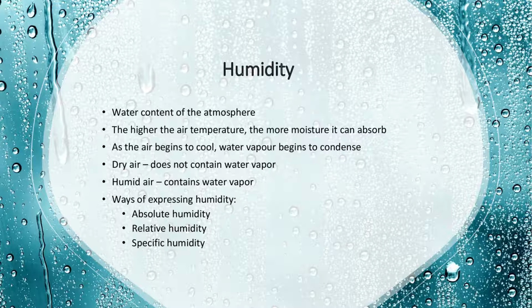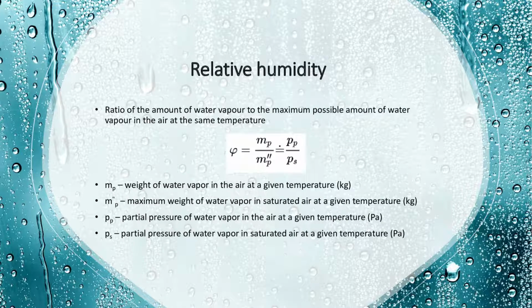In physics and technology, different ways of expressing air humidity are used: absolute humidity, relative humidity, and specific humidity. In this video, we will measure the relative humidity of the air. Relative humidity is the ratio of the amount of water vapor to the maximum possible amount of water vapor in the air at the same temperature. It is denoted phi and is shown as a percentage.